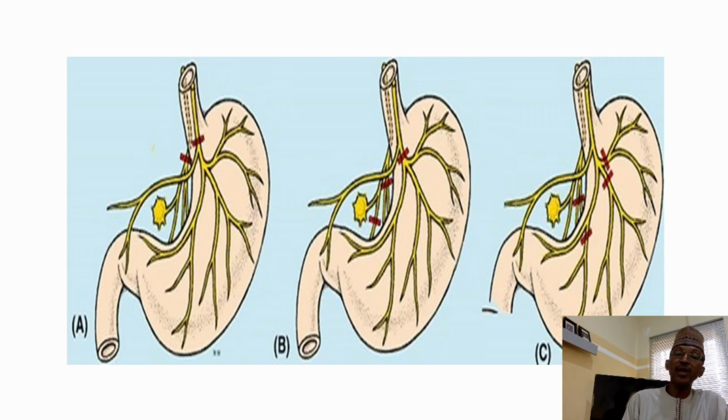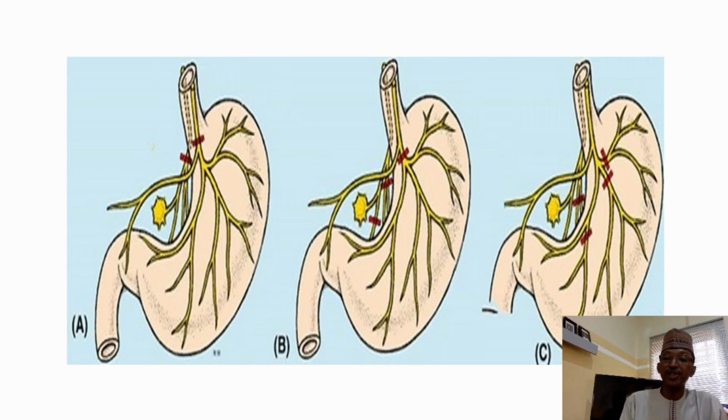If it is only the anterior wall of the stomach that is having the ulcer, you can do anterior vagotomy. If it is the posterior wall of the stomach that is affected by that ulcer, since the posterior division of the vagus nerve supplies the posterior part of the stomach, you can do posterior vagotomy. That is what you call selective vagotomy.